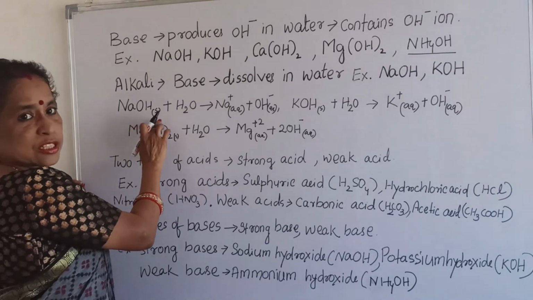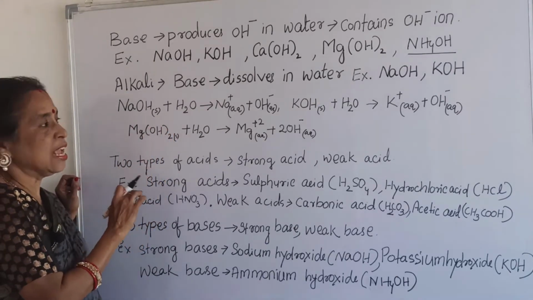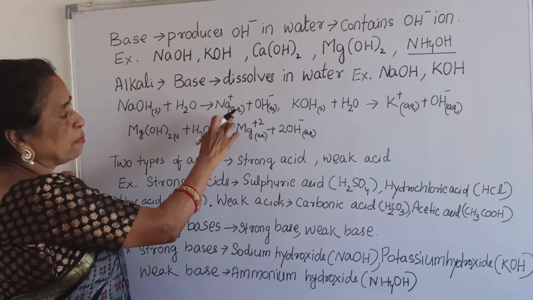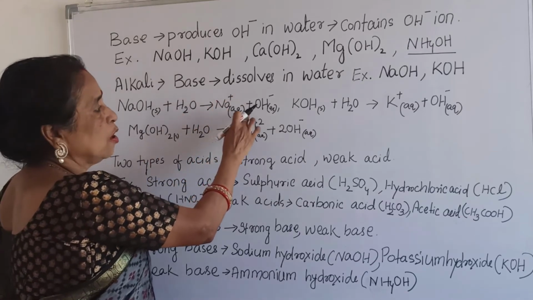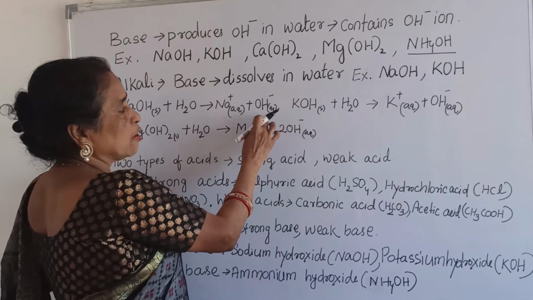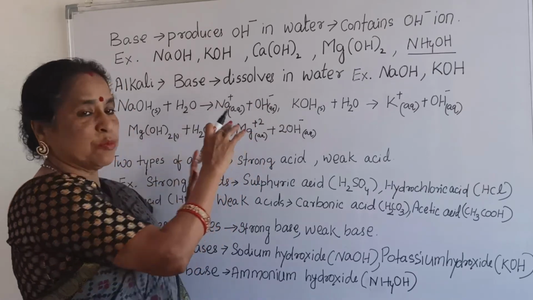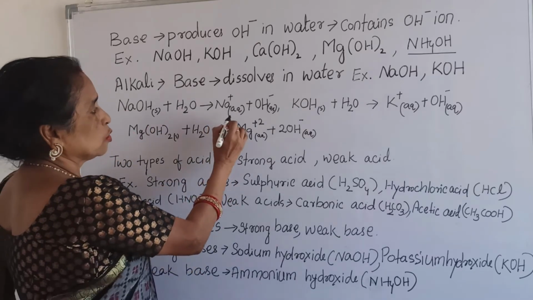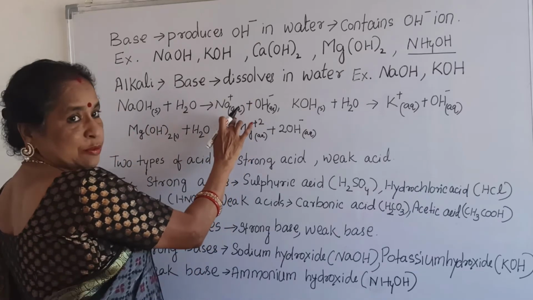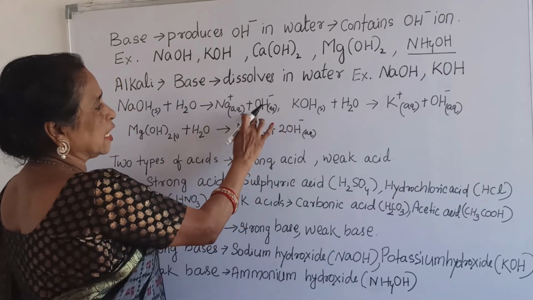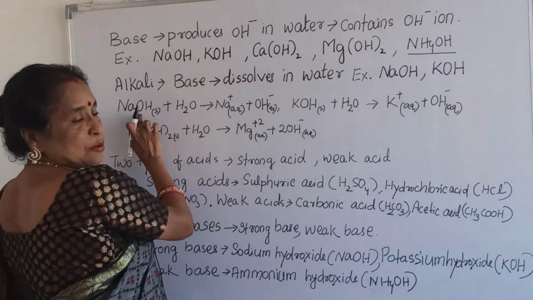Sodium hydroxide is in the form of solid, and if you take it in a test tube and add water, what happens here? Na plus aqua, OH minus aqua, because here water molecules surround OH minus, and here water molecules surround Na plus. So it is known as Na plus (aq), OH minus (aq). Now since it gives OH minus, that is why it is called a base.